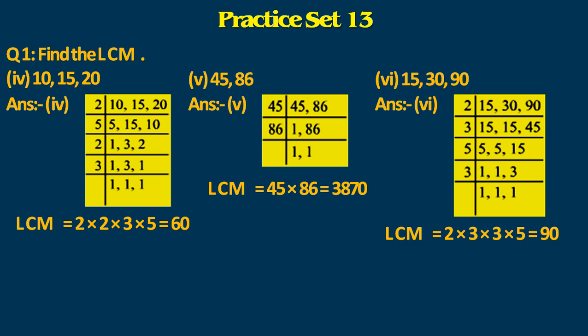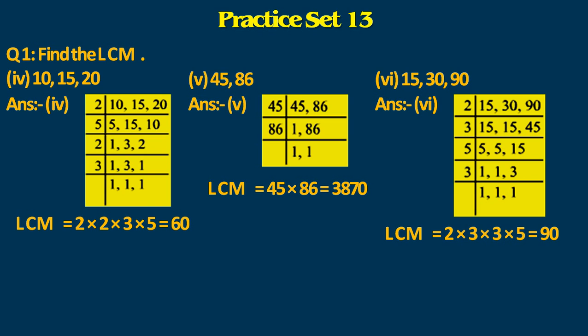Similarly, now the next sum you see: 10, 15, 20. 2 5s are 10. But 15 is not divisible by 2. So 15 will be written as it is. 2 10s are 20. Now 5 and 15, they are common in the table of 5. So 5 1s are 5. 5 3s are 15 and 5 2s are 10.